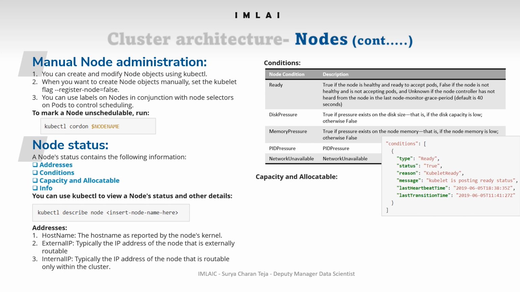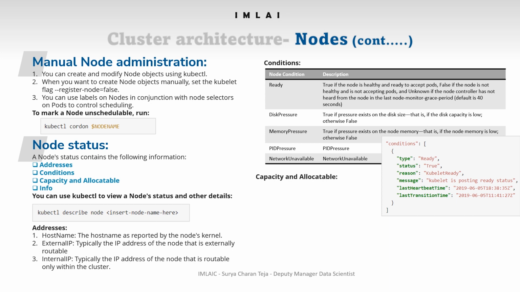Similarly, PID pressure, that is process ID pressure, and we will get a ready. If we get the ready status as a node condition, then the node is healthy and ready to accept pods. If the node is absolutely healthy and ready to accept pods, then we will get ready true, or else we'll get ready false. That means the node is not healthy and is not accepting pods, and unknown if the node controller has not heard from the node in the last node monitor grace period. Default is 40 seconds. So that's what the conditions of nodes basically convey.